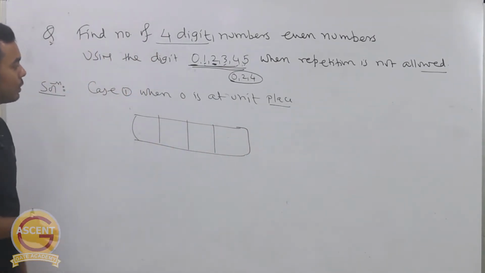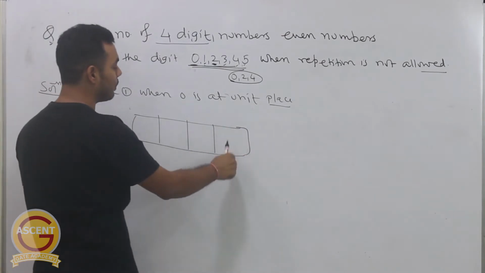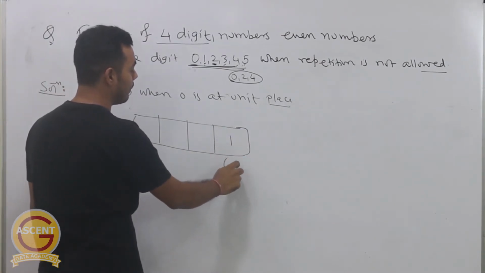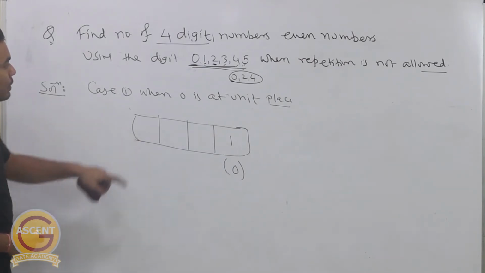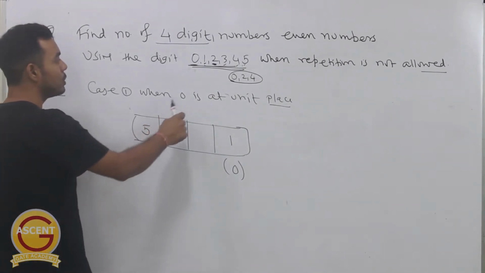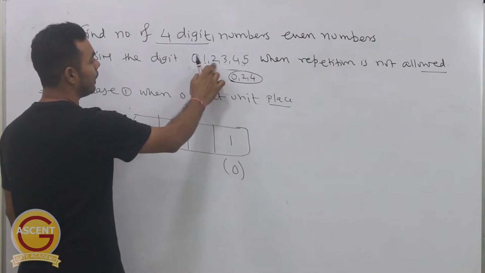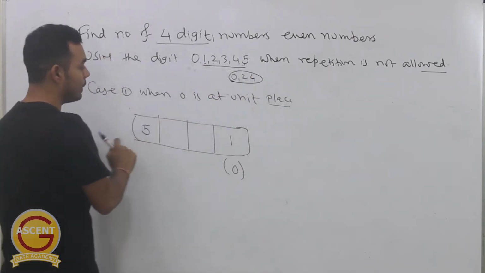And since 0 is at unit place, this means there is only one way to fill this unit place. We have to place 0 here. Now the number of ways to fill this 1000 place will be 5, because you can place any one of the remaining 5 non-zero digits on the 1000 place.